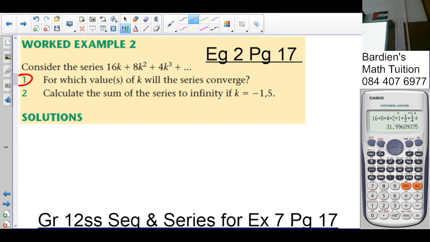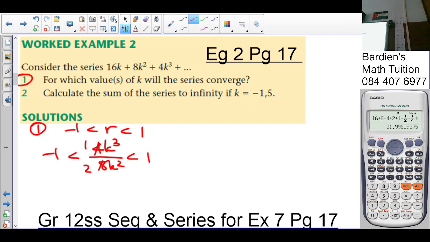Okay, for which value or values of K will the series converge? The series will converge if and only if R is greater than negative 1 but less than 1. So what's my R value? It's going to be T2 over T1. So 4k cubed over 8k squared must be greater than negative 1 but less than 1. That cancels: 4 going into 4 once, 4 going into 8 twice. So it's 1 over 2. K squared cancels with K cubed there. So it will be K over 2 must be greater than negative 1 but less than 1.